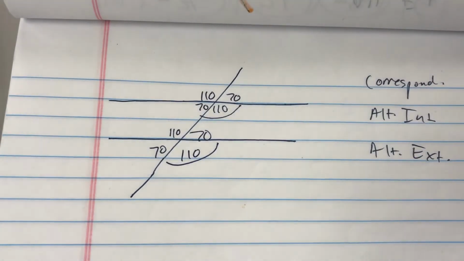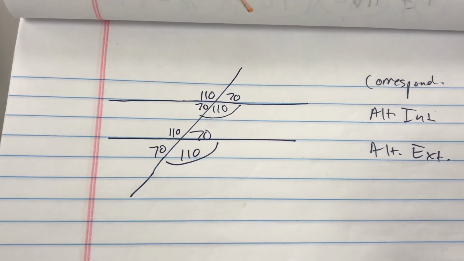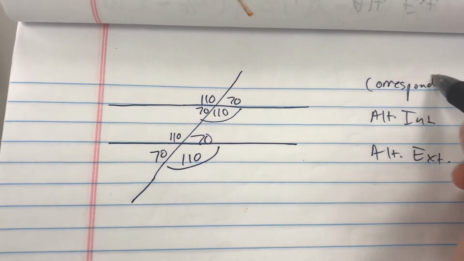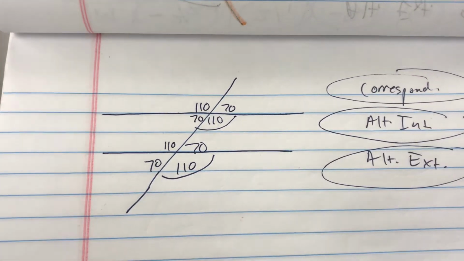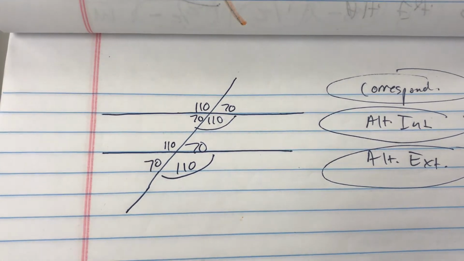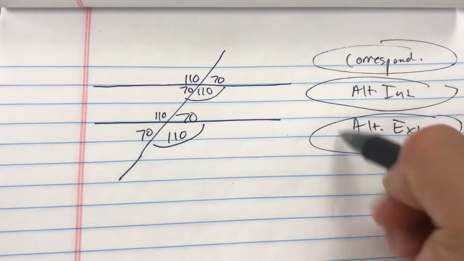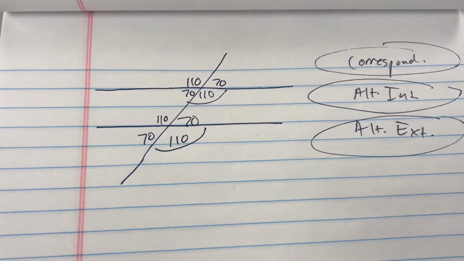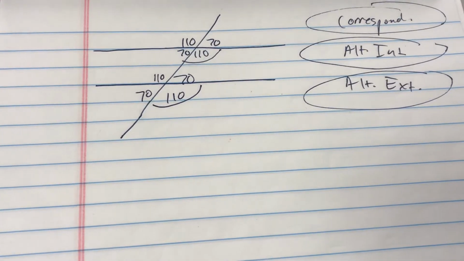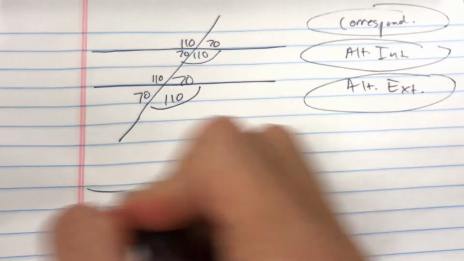So basically, here's the deal. If you have the presence of corresponding angles, alternate interior angles, or alternate exterior angles, right? These are the big three that are indicators that you have two parallel lines, okay? So let me give you an example of when you don't have parallel lines, okay?